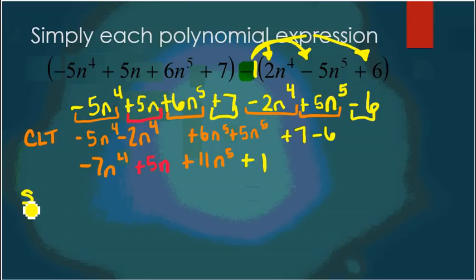Now we got to put it into standard form. So the highest exponent among all of my terms is the n to the fifth. So I put that whole term first. So I have 11n to the fifth. Now we move on to n to the fourth, which is right here. So minus 7n to the fourth. There's no n third, there's no n cubed, so we bring down the plus 5n, and we leave off with plus 1. And we're done.